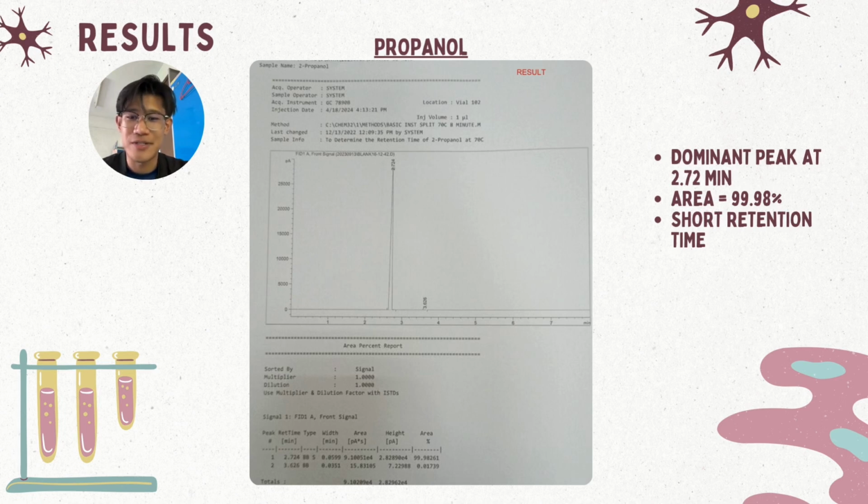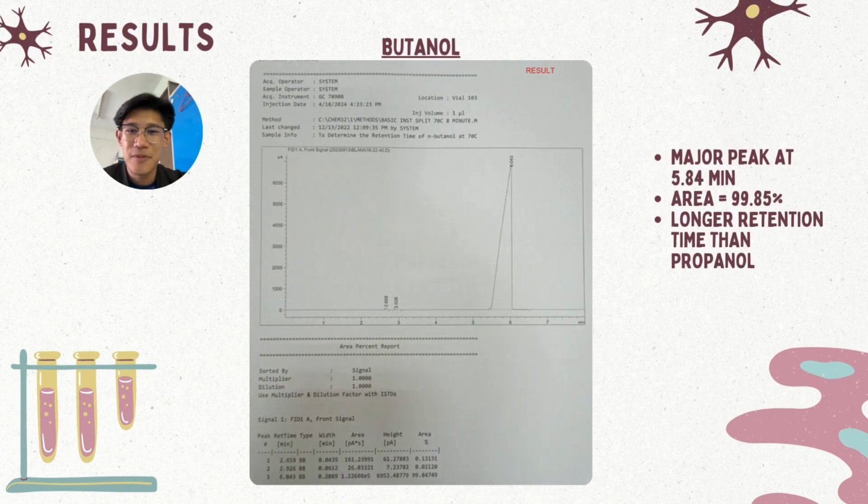Next, this chromatogram shows the result for N-butanol at the same column temperature of 70 degrees Celsius. The main peak appears at a longer retention time of approximately 5.84 minutes, with an area percentage of about 99.85%. Compared to propanol, butanol has a longer carbon chain and a higher boiling point, which increases its interaction with stationary phase. As a result, it remains longer in the column before eluting. Now, this clear difference in retention time allows us to later identify each compound in the standard mixture.